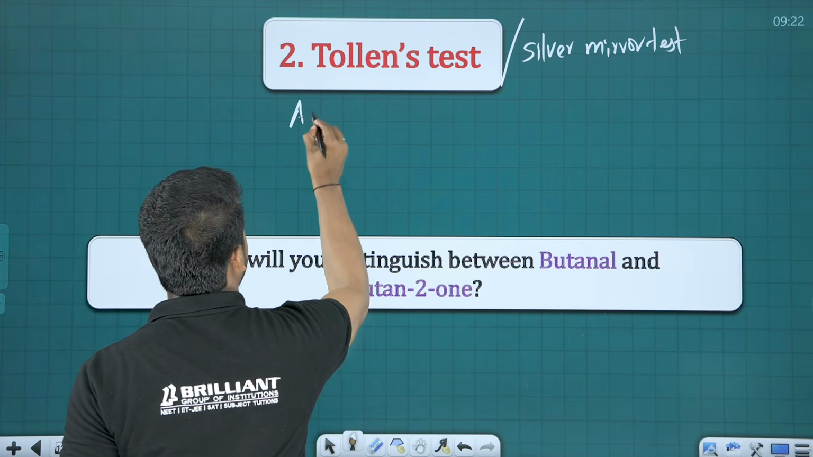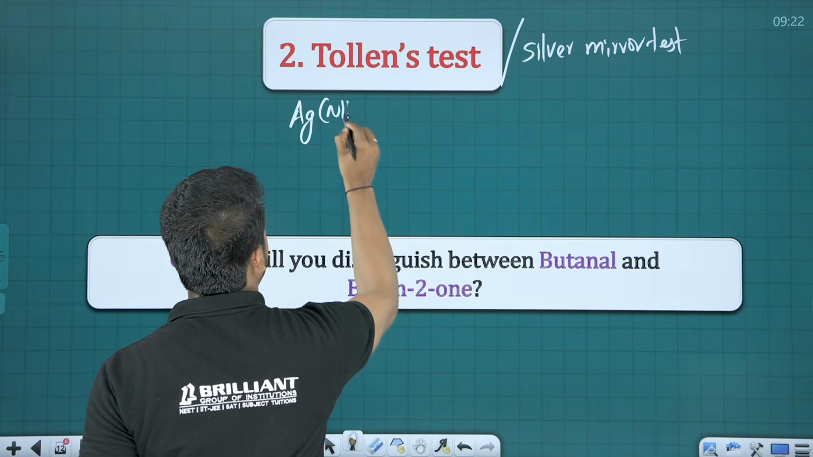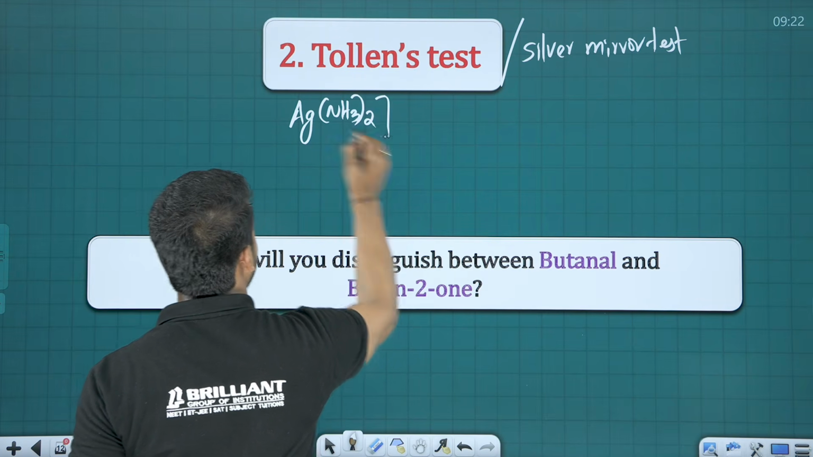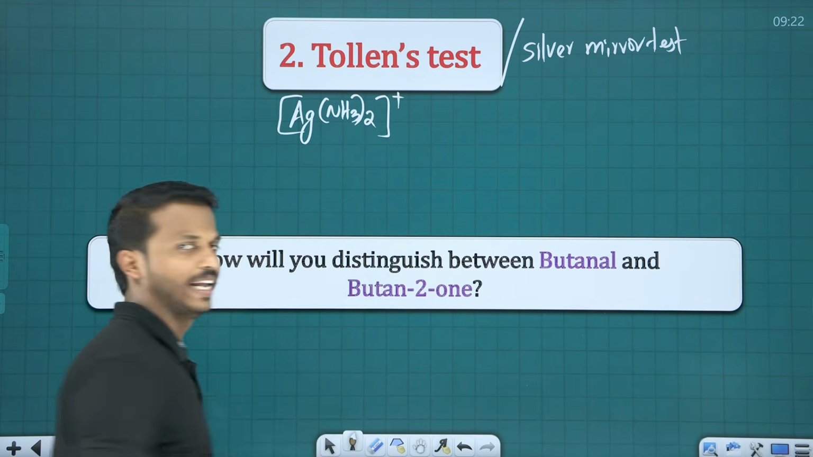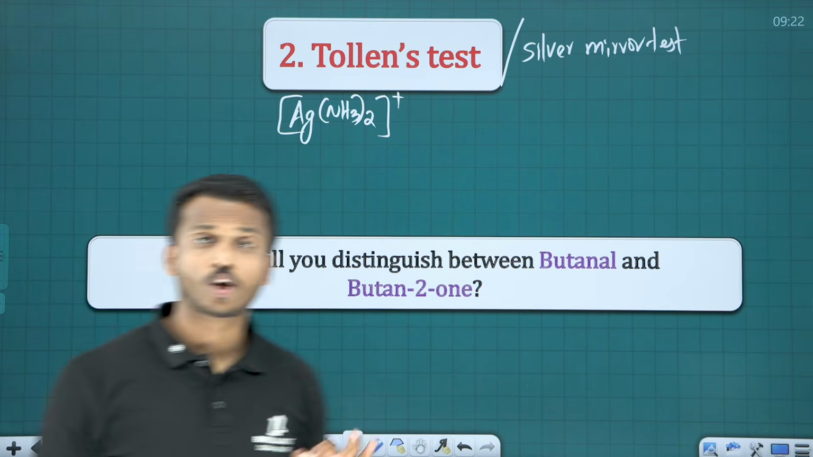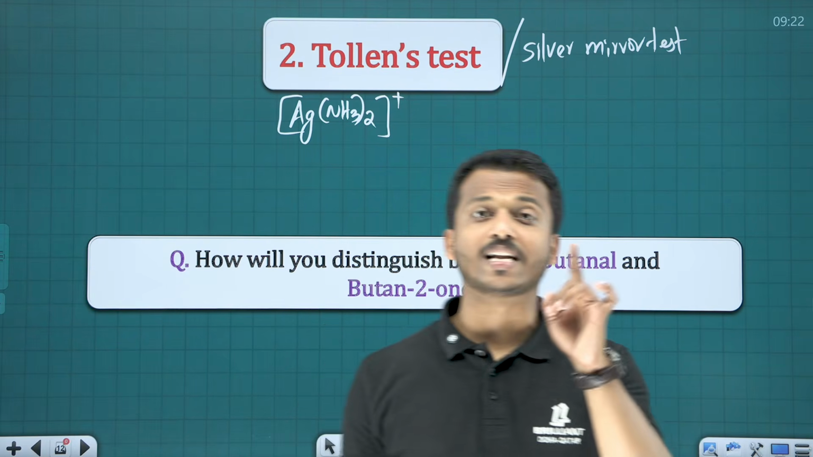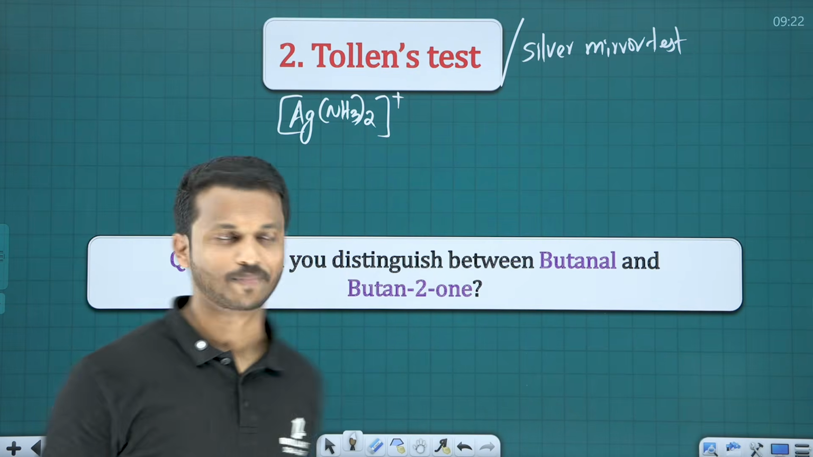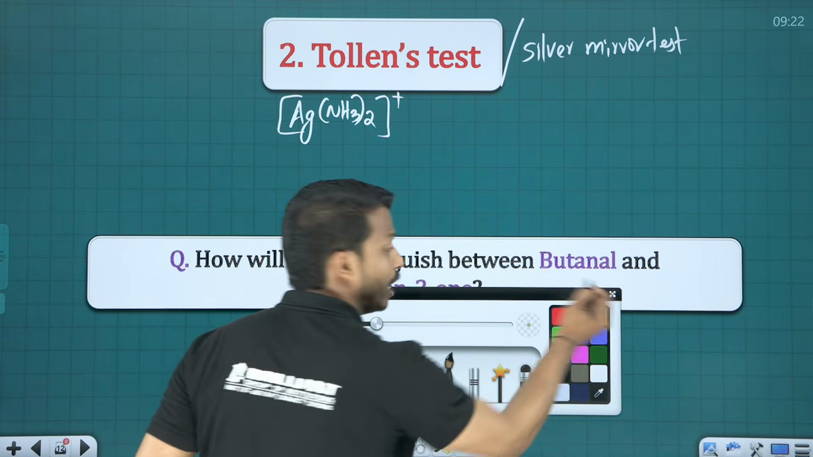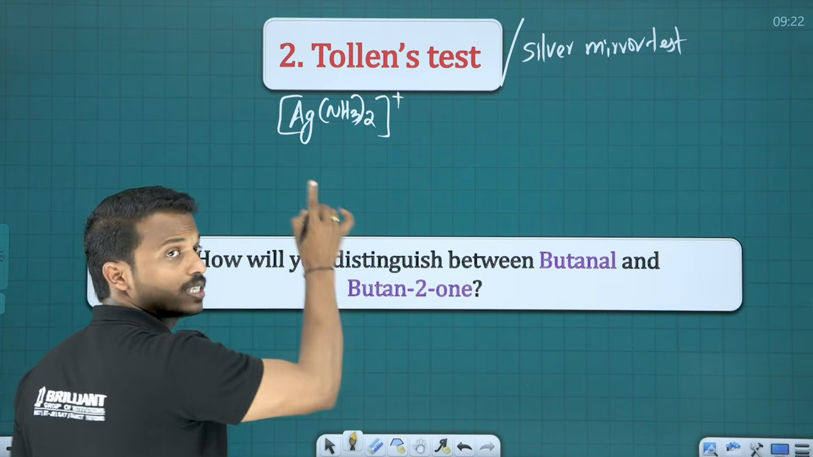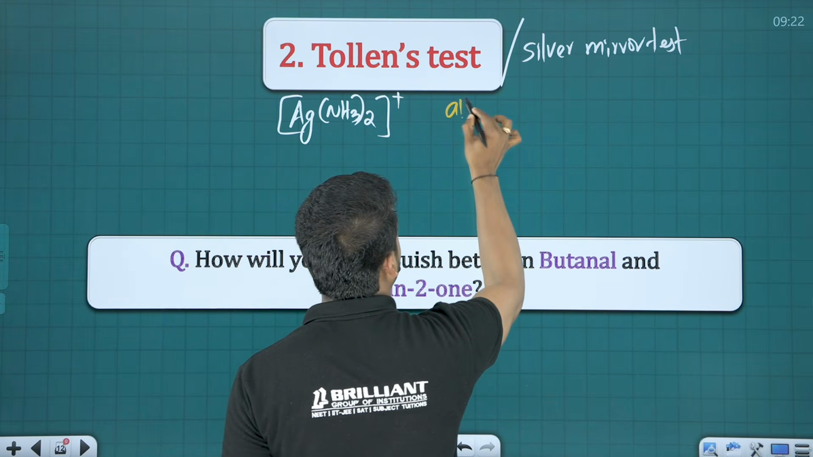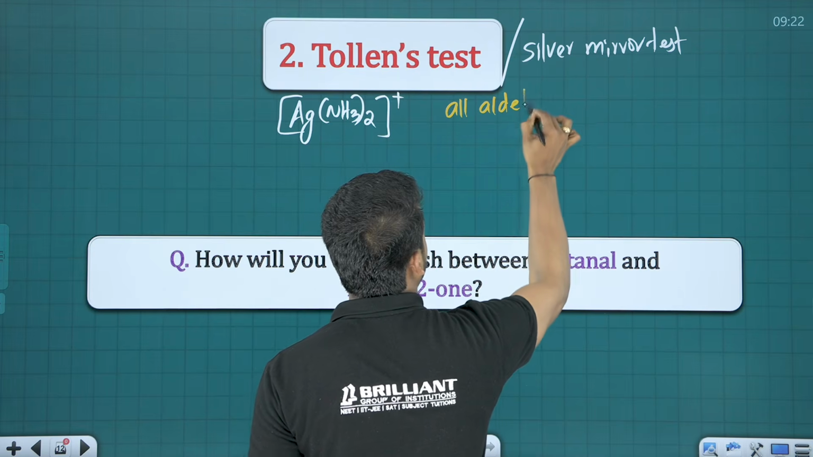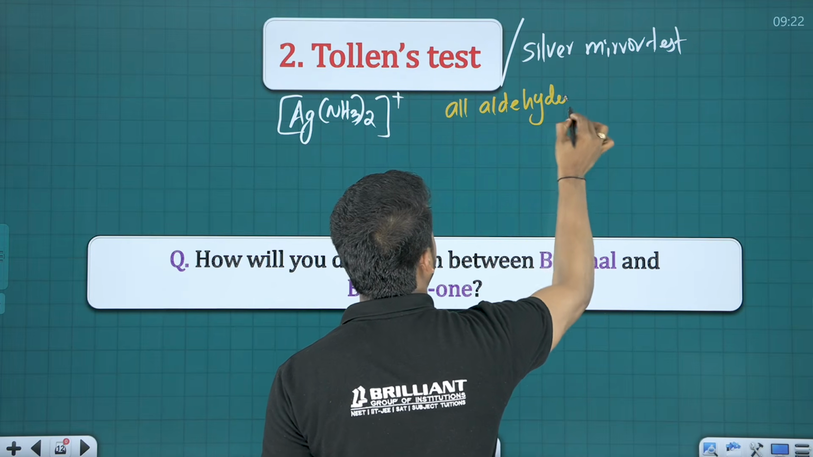Tollens reagent is ammoniacal silver nitrate, [Ag(NH3)2]+. It's a coordination complex. What is the reaction and who gives this test? All of you study: this test is given by all aldehydes.